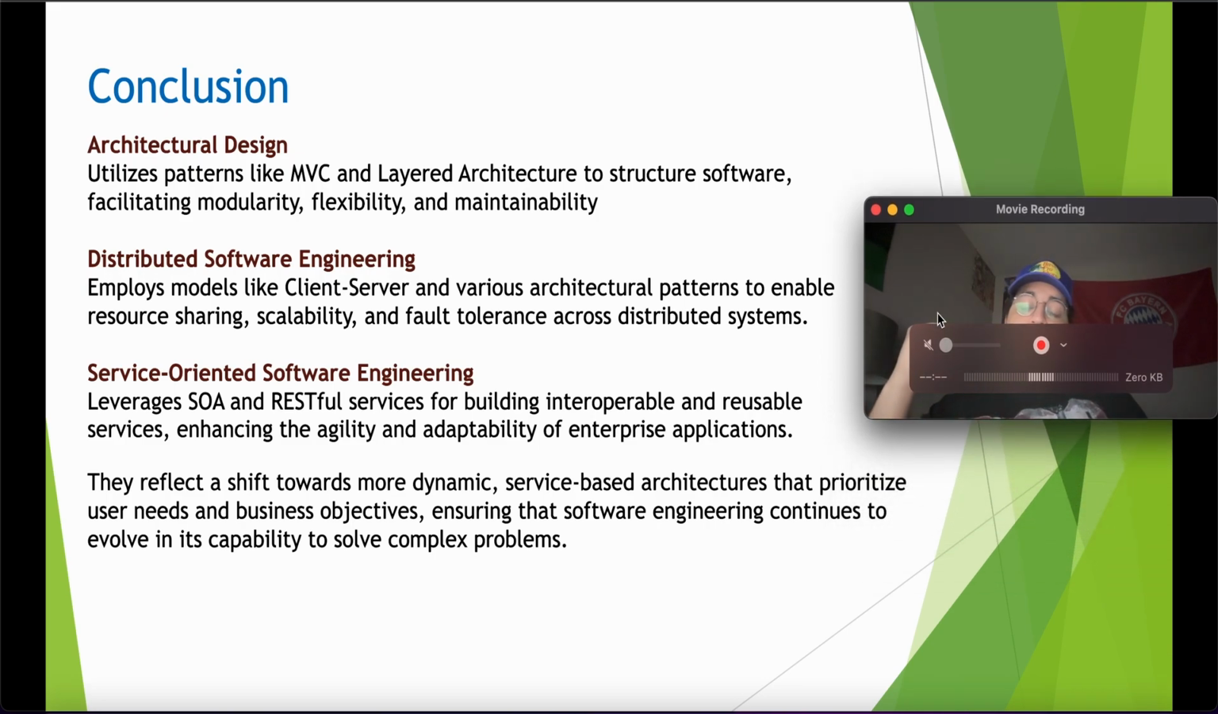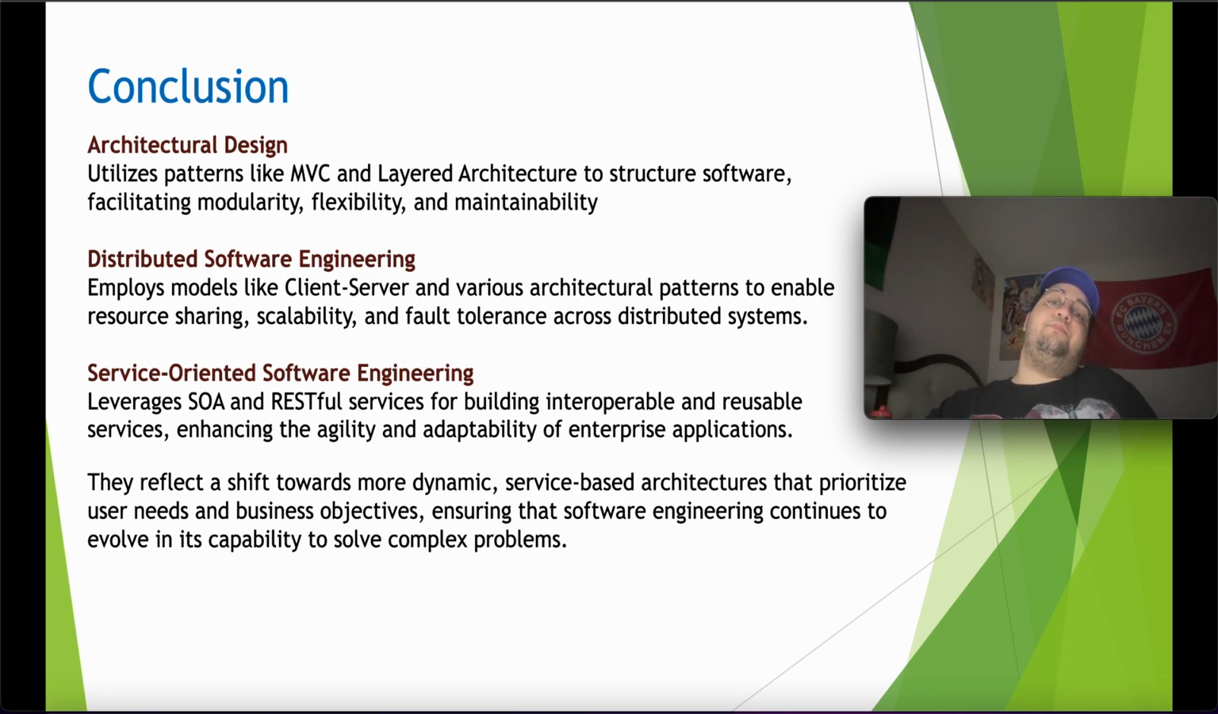these three topics show how there's a shift towards more dynamic and more service-based architectures that prioritize the user needs and the user experience, because in this day and age it's very simple for end users to be frustrated and immediately go to a different program or service that may be competing. So really, the user needs should be prioritized.